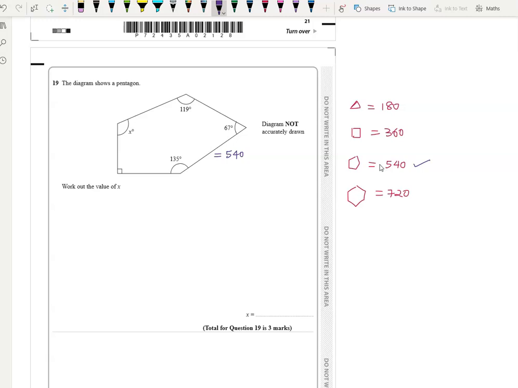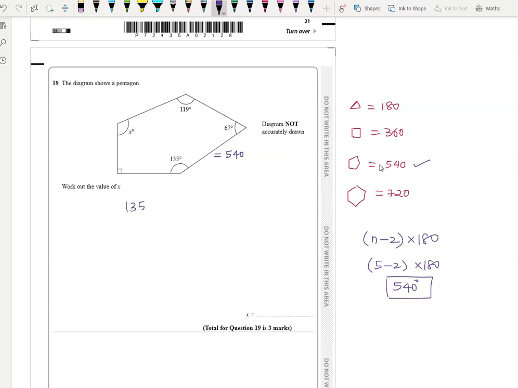Now what happens if you don't remember? In that case, you need to remember the formula. The sum of interior angles is n minus 2 times 180. 5 minus 2 times 180, that gives you 540 degrees. So when you add up all the angles, it is 540. To get the value of x, you add all 4, subtract from 540.